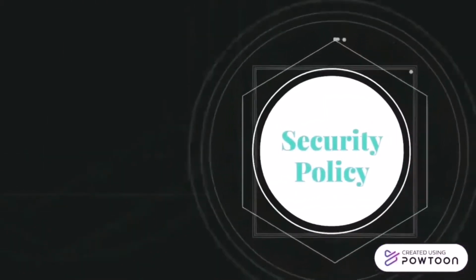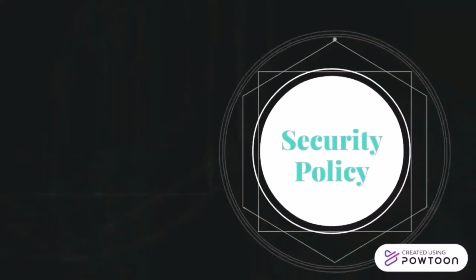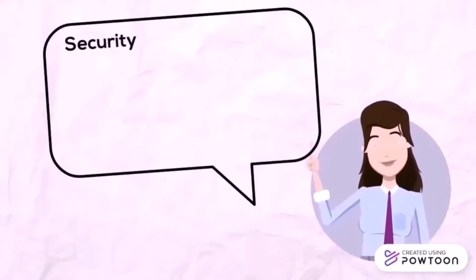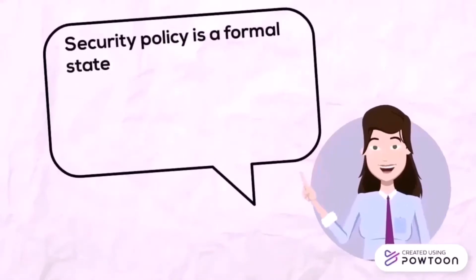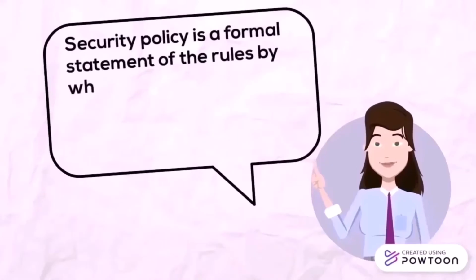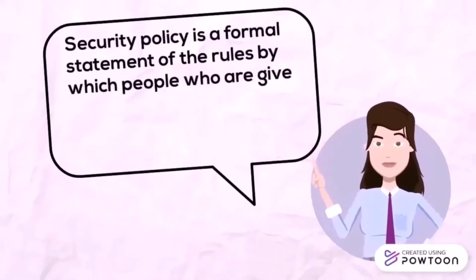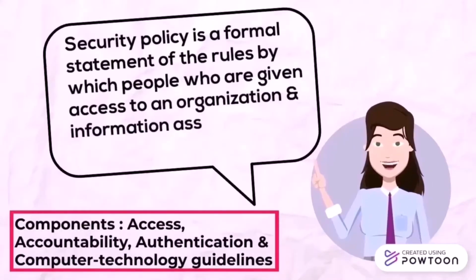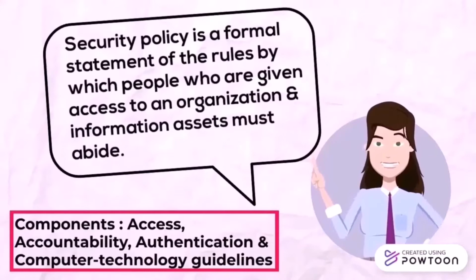Next, we go to developing security policy. Security policy is a formal statement of the rules by which people who are given access to an organization's technology and information assets must abide. The components of security policy should have access policy, accountability policy, authentication policy, and computer technology purchasing guidelines.